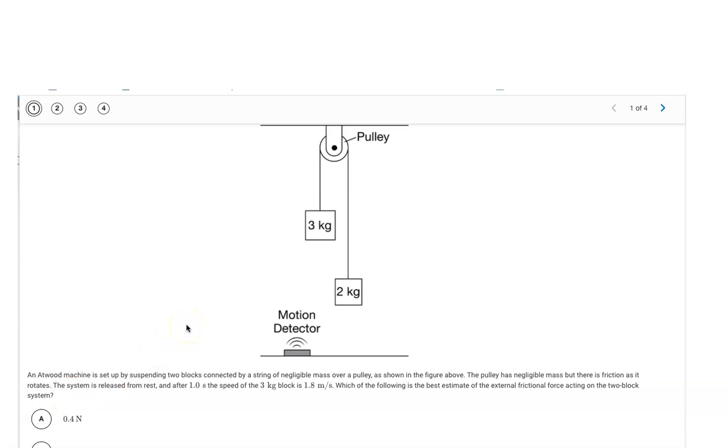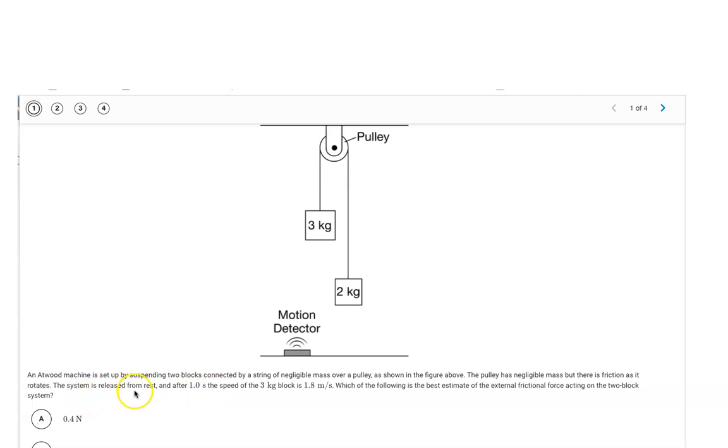Okay, problem 1, quiz 2, application of Newton's laws. An Atwood machine is set up by suspending two blocks connected by a string of negligible mass over a pulley, as shown in the figure above. The pulley has negligible mass, but there is friction and it rotates.